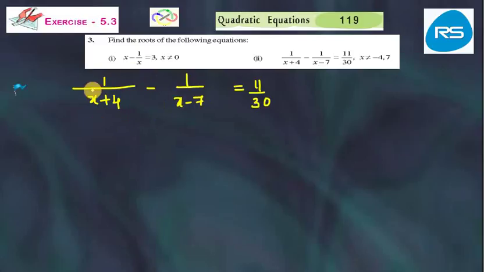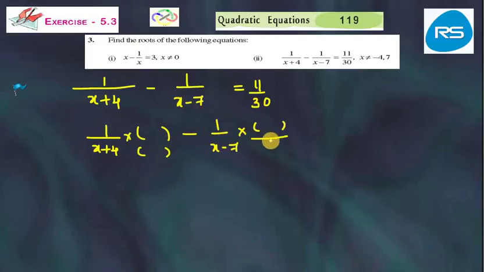So earlier I told how to simplify this. So 1 by x plus 4, into numerator and denominator we will multiply with something, minus 1 by x minus 7, into numerator and denominator we will multiply with something, that is equal to 11 by 30. As simple as that. Here the denominator is x plus 4.